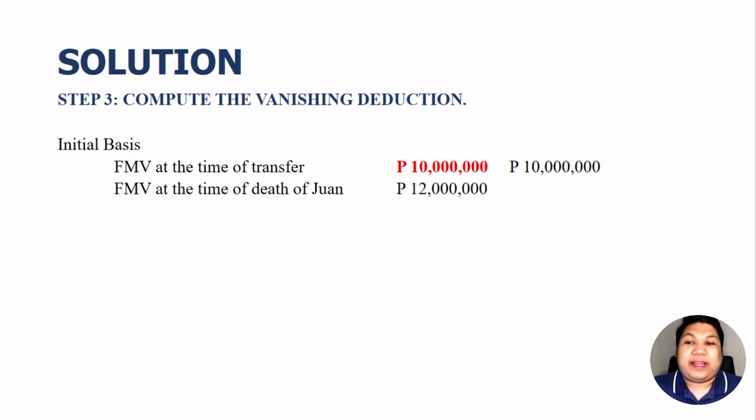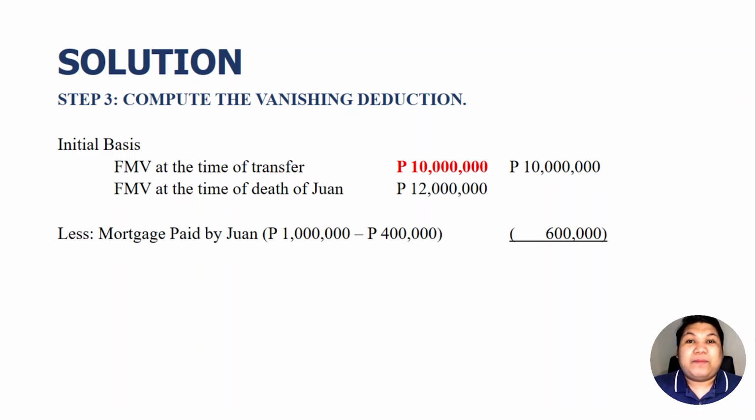Then after we have determined the initial basis, we can now deduct the paid mortgage. Remember, there was a mortgage of 1 million, which is assumed by Juan, by the way, and at the time of his death, the remaining balance was 400,000 pesos. Therefore, from the time that Juan received the property 2.5 years ago to the time of his death, Juan already paid 600,000 pesos. Therefore, we should deduct that 600,000 pesos from the initial basis to get the new initial basis, as we have discussed in our previous video lecture.